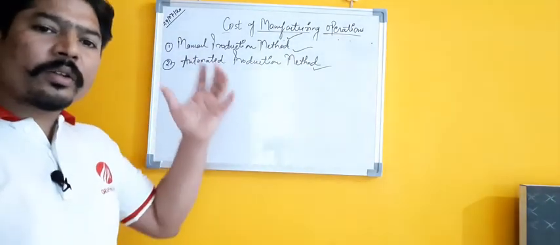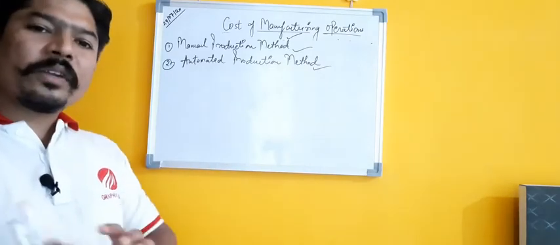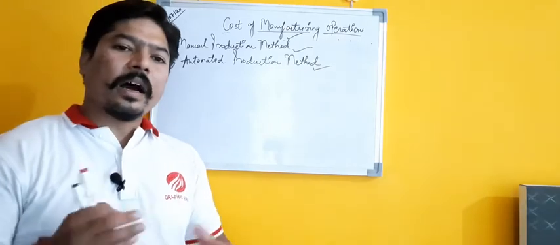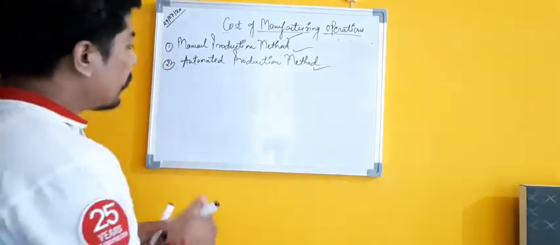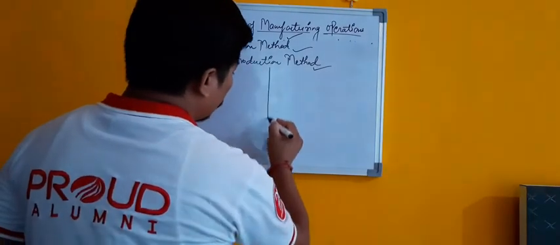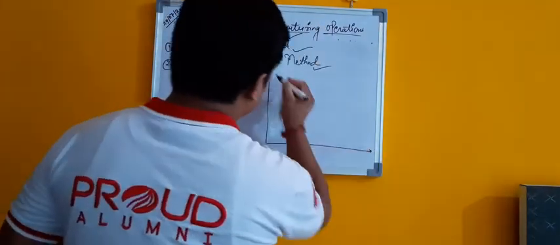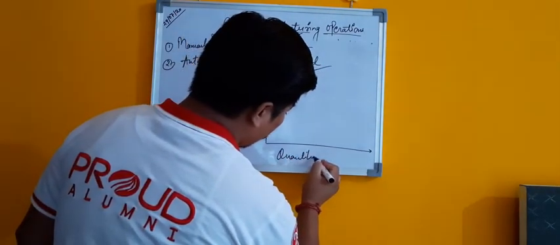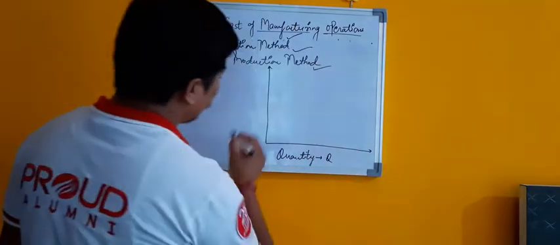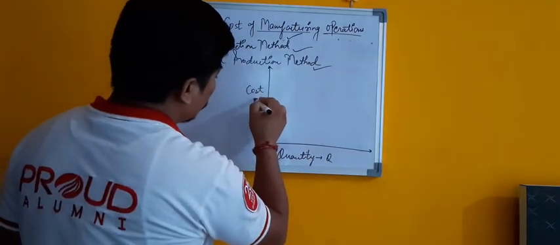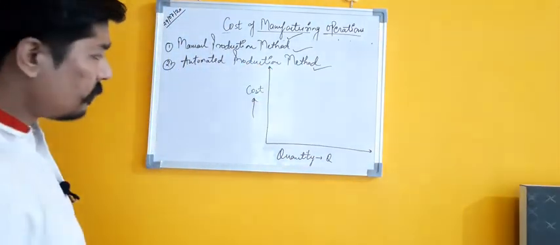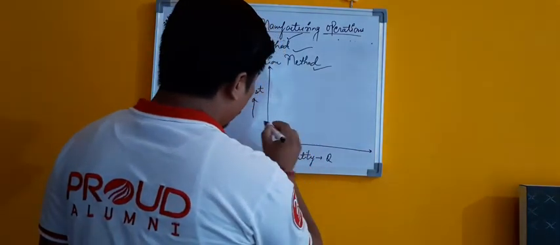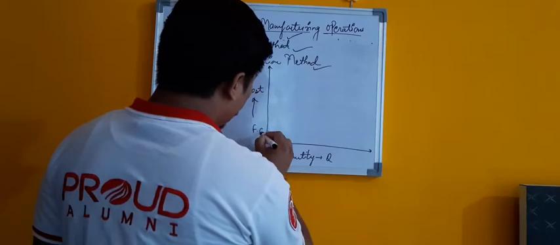Okay, now if we draw the graph between these two based on the different cost parameters like your variable cost, your fixed cost, and your total cost, we can see how much variation there is. So let us suppose this is the graph, this will be your quantity Q, and this will be your cost. Now for a manual production method, suppose from here this will be your fixed cost.